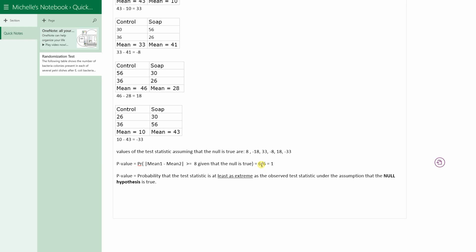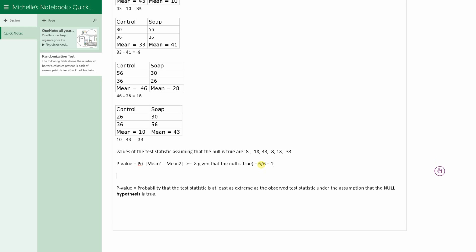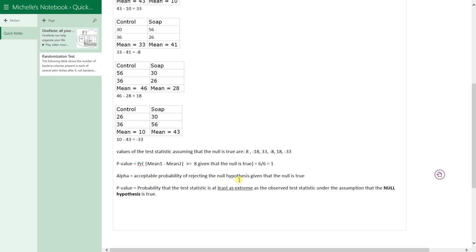That means that it is greater than alpha, right? Recall, alpha is the probability of rejecting the null hypothesis given that the null is true, or the acceptable probability. Usually you define it before you start. So it's the acceptable probability of rejecting the null hypothesis given that the null is true. Usually you set that to be pretty low, right? And then ultimately you make a decision.